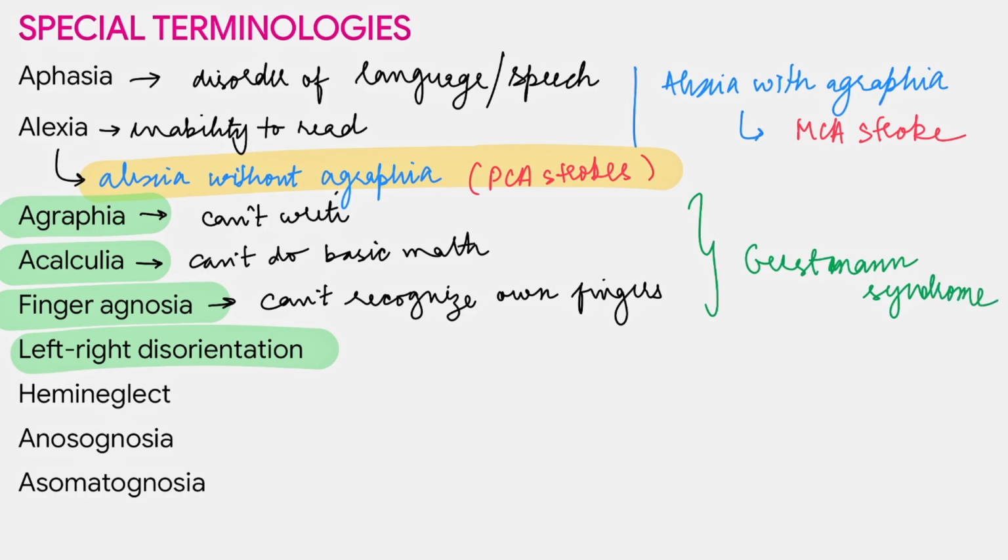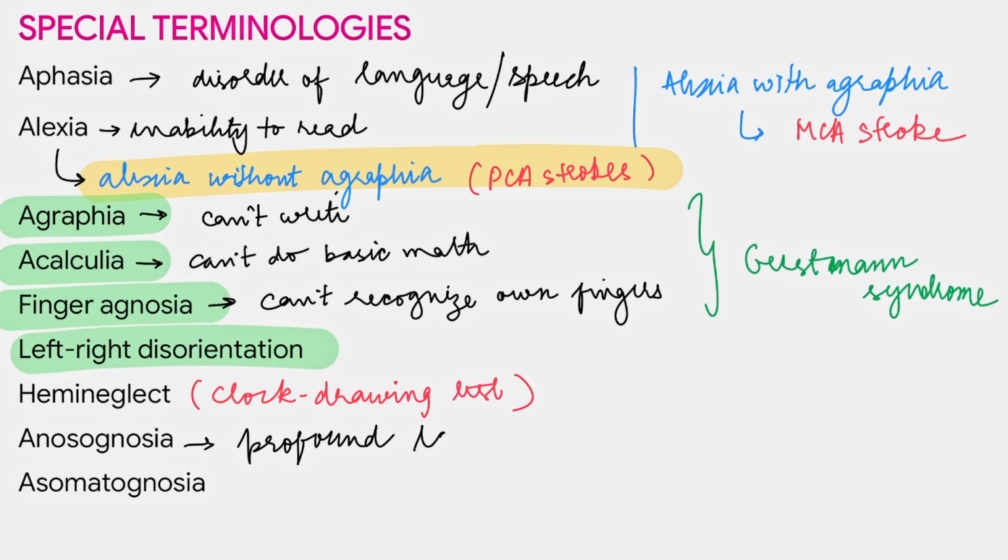Then hemi-neglect, we discussed it in detail. You need to know the clock drawing test. Anosognosia is profound lack of awareness. This can also be seen in hemi-neglect syndrome. Asomatognosia is when the patient can't recognize his own body parts.